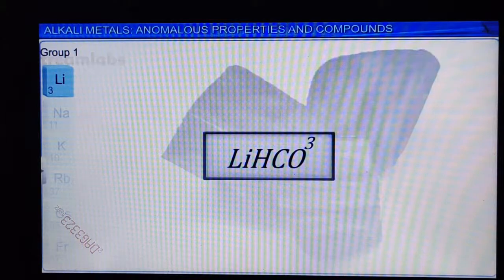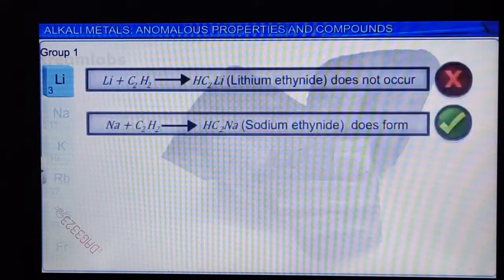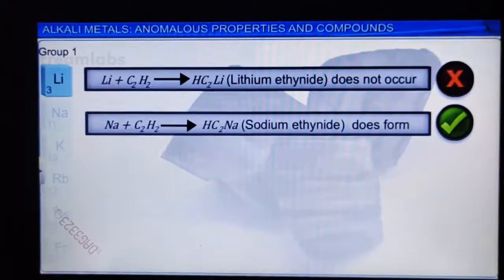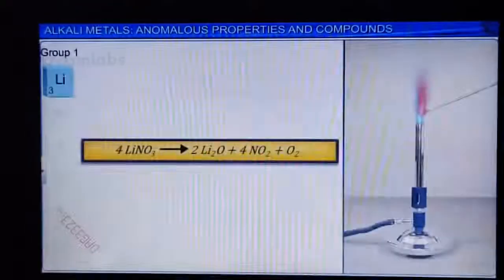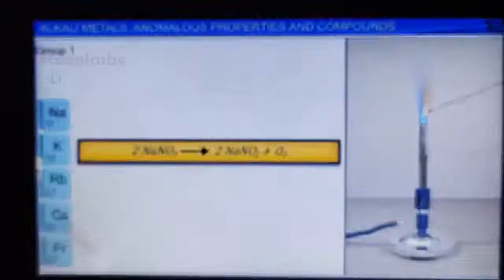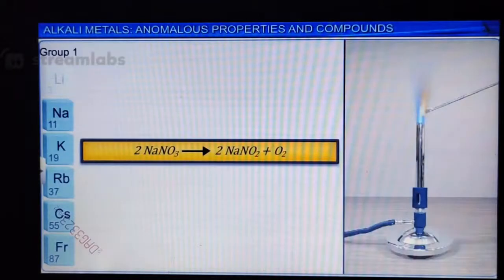Now lithium is not reacting with organic compounds, others are reacting in a different way. Lithium nitrate बनता है, ठीक है. Other elements, they do form nitrates and nitrites when reacted. Lithium does not break.